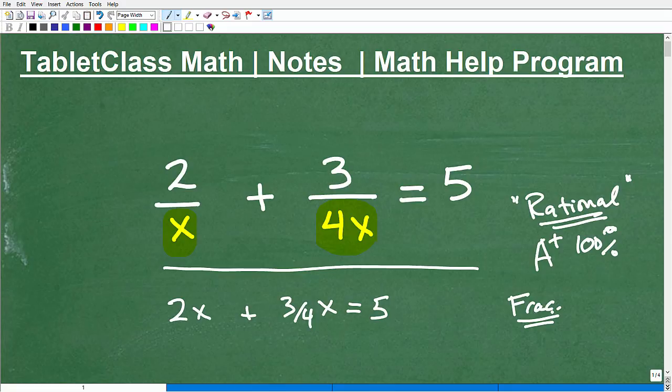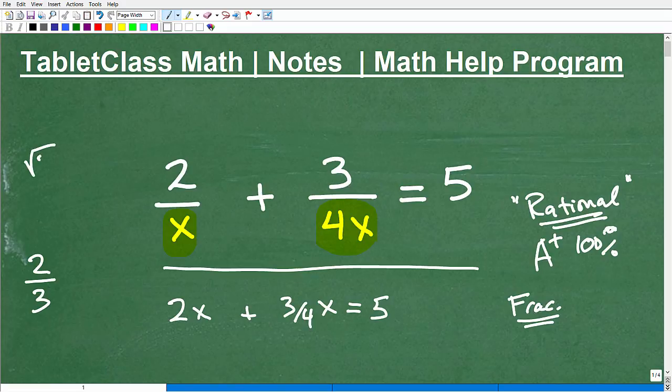I know I couldn't way back in the good old days. Of course, I teach math, so obviously these terms are always fresh in my brain, but we do need to know these descriptions. So this is a rational equation. It's a fractional equation, and a rational number, if you recall, is a number that we can express as a fraction where the numerator and denominator are integers.